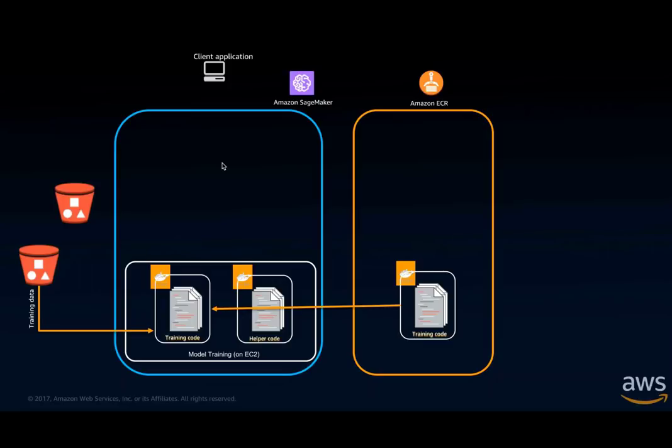So that training code is deployed into a Docker container. The first thing it does is download the training data from S3. The training data has to reside in S3, and it is pulled in from S3 using one of two different modes. There's a file mode and a pipe mode. This is a very important point, so I want to highlight it.